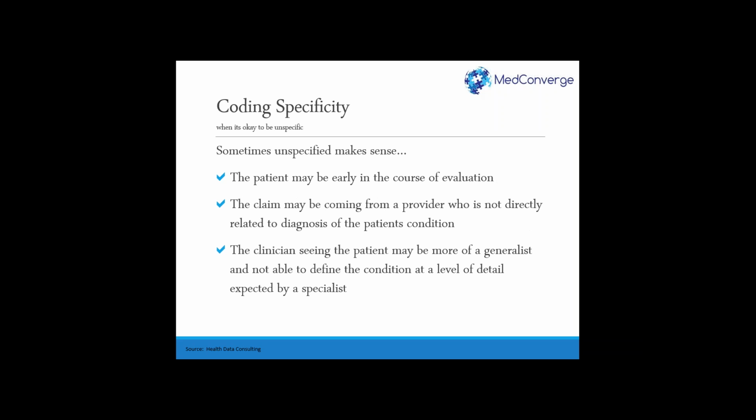Patient may be very early in course of evaluation. The claim may be coming from a provider who's not directly related to the diagnosis of the patient's condition, right? Like, if a patient has a pretty bad skin rash, but is seeing a neurologist, and this is completely a dermatology rash, it doesn't have a neurological component. So then the neurologist could afford to be unspecific about the rash the patient has, right? So the clinician seeing the patient may be more of a generalist and not able to define the condition at a level of detail expected by a specialist.